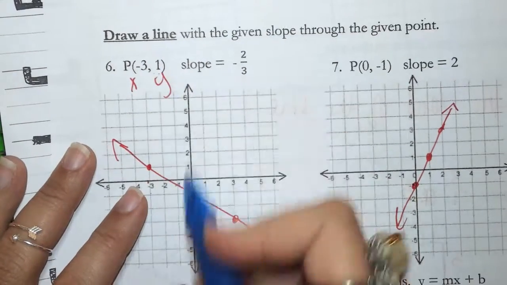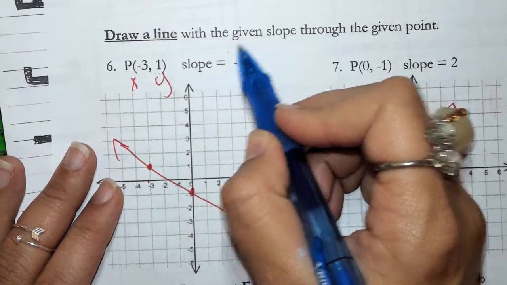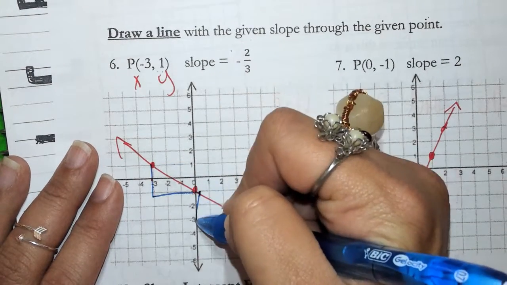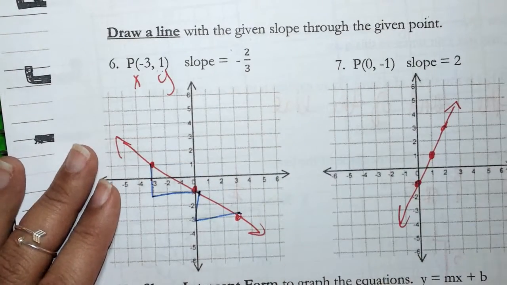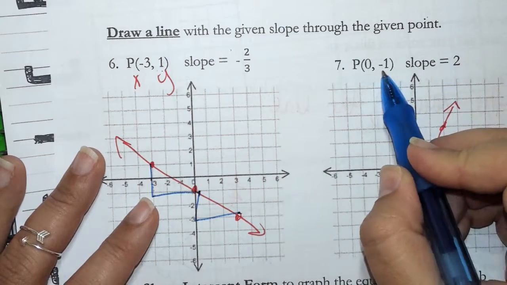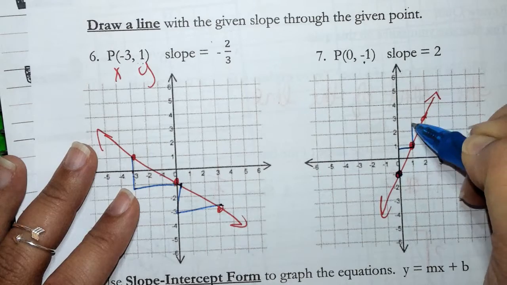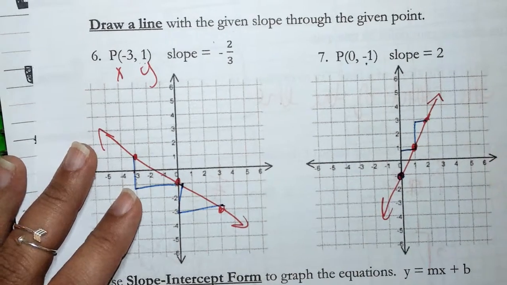Now on the back, it said to draw a line with the given slope through the given point. And we went over that, didn't we? Magic. So you get to plot this. You go left 3, up 1, and then my slope is negative 2/3. So I go down 2, right 3. I got that right. Then I plot 0, negative 1. It's right here. I go up 2, right 1.